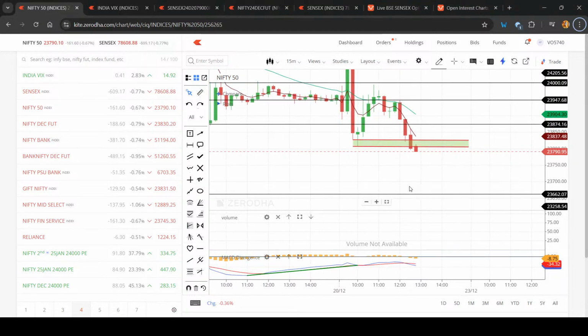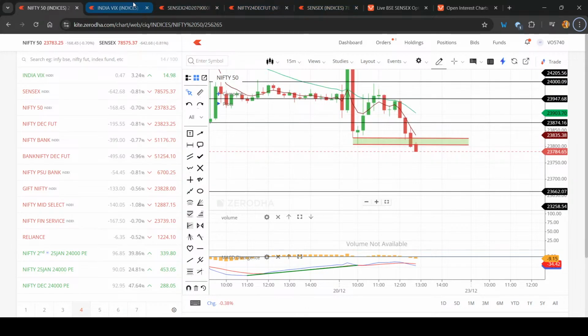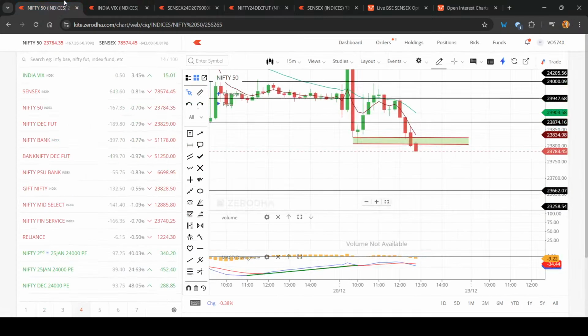Okay, it's moving good. 790, you can initiate one lot, right. You can initiate one single lot. And okay, VIX is also increasing. We are at 780.